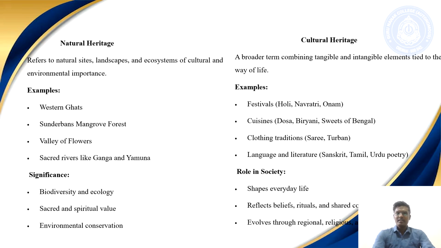When it comes to cultural heritage, it's a broader term combining tangible and intangible elements tied to the way of life. There are a few examples here, and the significance involves biodiversity and ecology for natural heritage, sacred and spiritual value, and environmental conservation. Cultural heritage plays a major role in society. It shapes everyday life, reflects beliefs and rituals, and also evolves through regional and religious customs, traditions and practices as well.